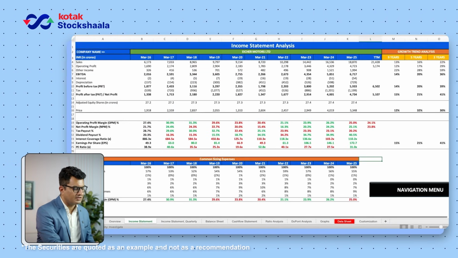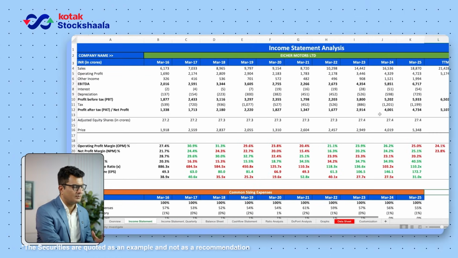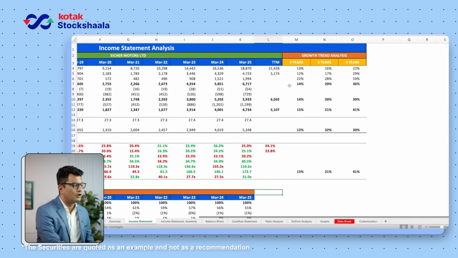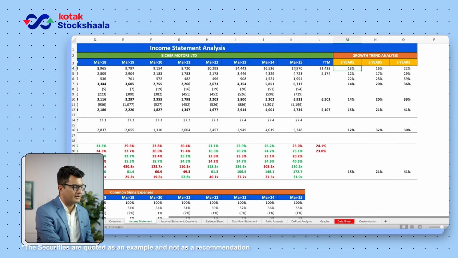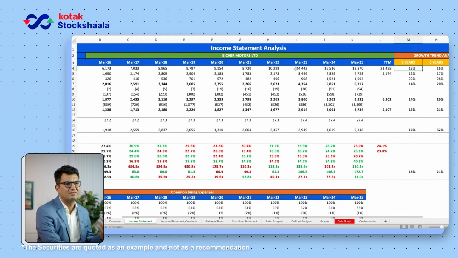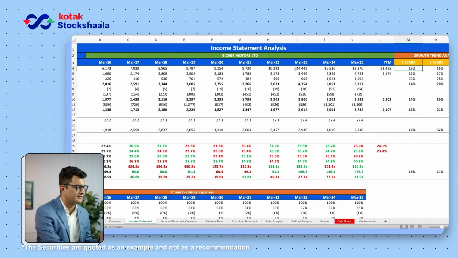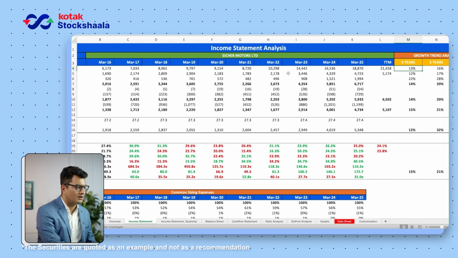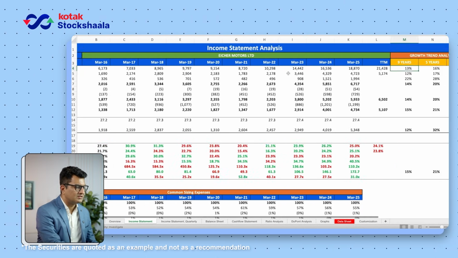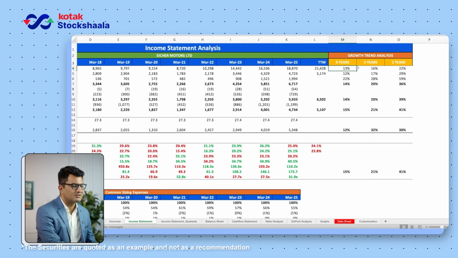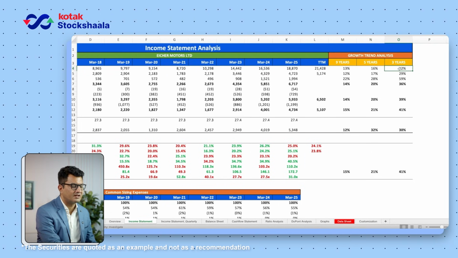But if you see the entire Excel, it is very powerful. It gives me the growth trend of sales. It is telling me that this particular company, which is again an example, it is not a recommendation, just for your purpose of understanding, has a sales growth of 13% over 9 years, then 16% over 5 years, and 22%.